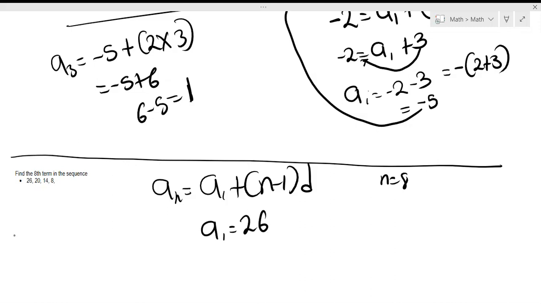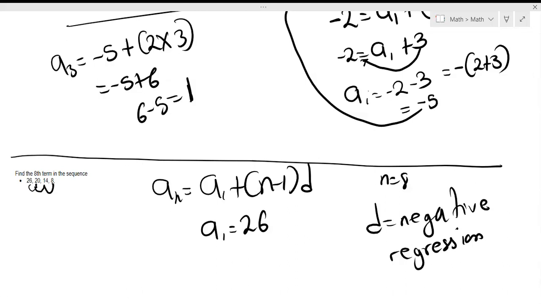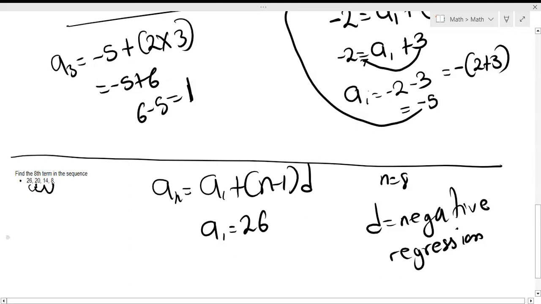Something about this: you can see the numbers are decreasing from 26 to 20, from 20 to 14. So we expect that d is going to be negative, because this is a regression, although we can still call it a progression, but with a negative d. As you continue the sequence, the numbers keep decreasing, so we expect d to be negative. So how do we find d?